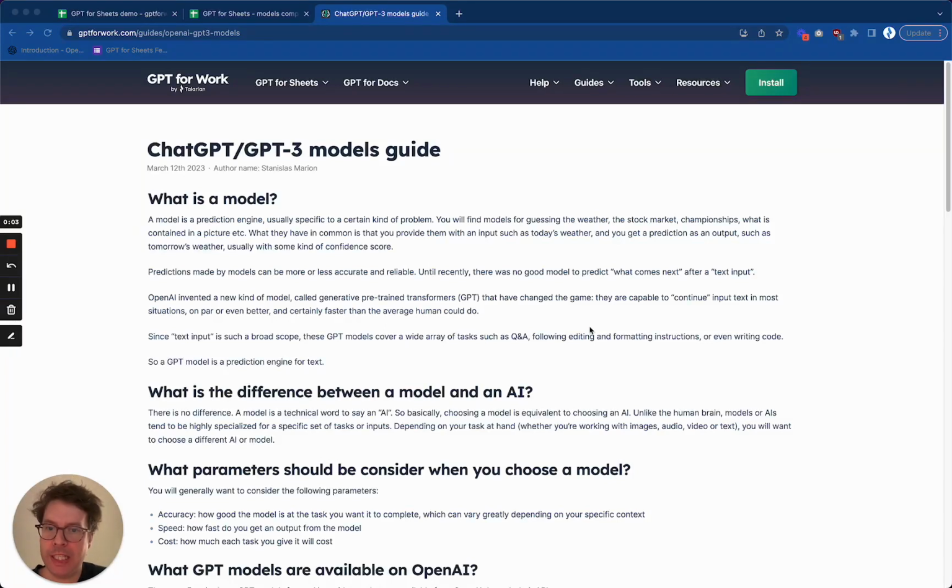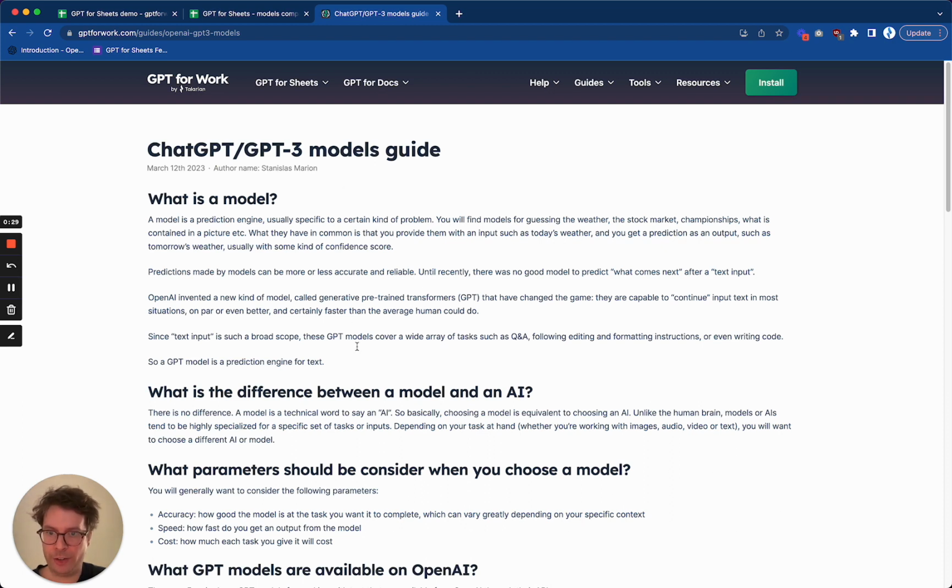Today we will be speaking about models. So the first question is, what is a model? Well, long story short, a model is an AI. So choosing a model is basically choosing an AI, and you can choose a different model depending on some parameters such as the quality or accuracy of the result you want, its speed, and its cost.